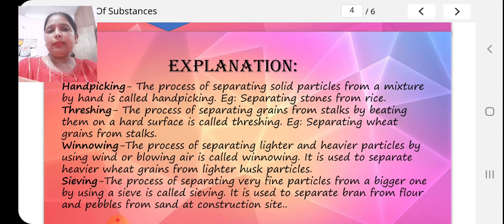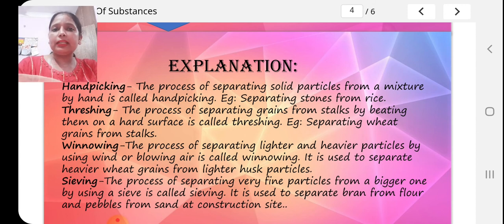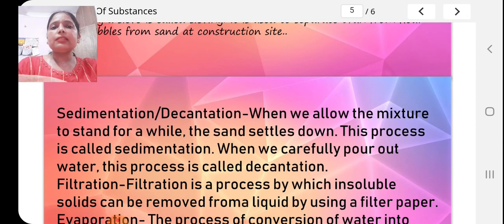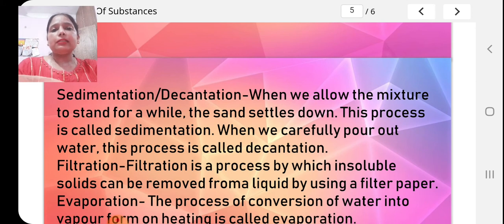So here are the methods: handpicking, threshing, winnowing and sieving. These are some methods which are usually used for the separation of solid to solid mixtures. When there is a mixture of solid particles with other solids, for the separation of these mixtures, these techniques will be applied.